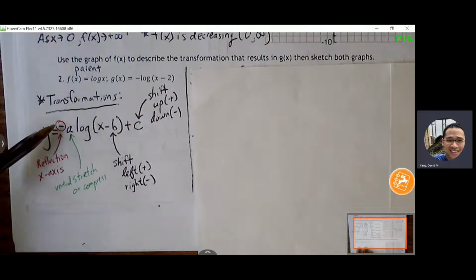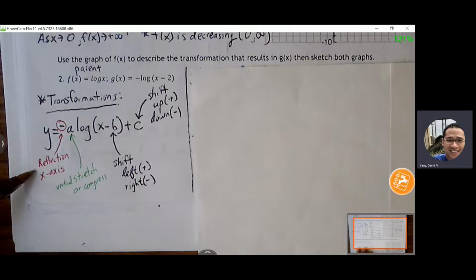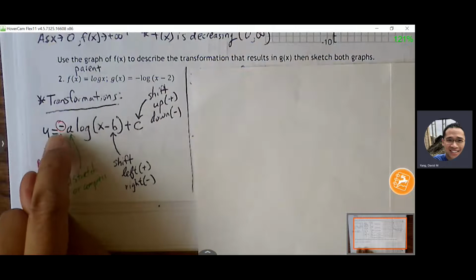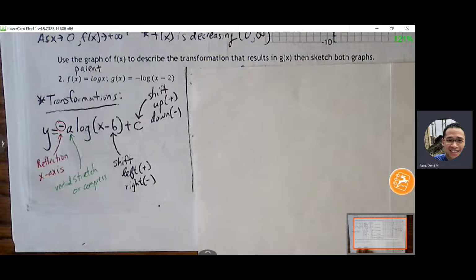The first is if you see a negative in front. If you see a negative in front of the expression, that means there's a reflection of that parent graph. There's a reflection over the x-axis. Now, there may be a -3 or -5 or -6, but if you see a negative in a number, don't think of it as a -6 or -5. Think of it as a negative with a reflection, and the 5 is for something else. So we need to really be able to separate the negative from the coefficient.